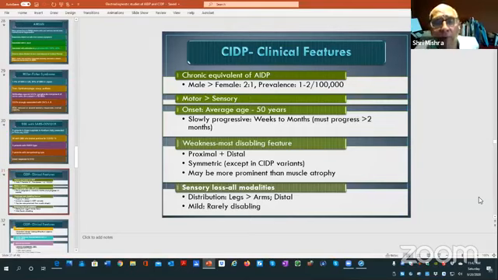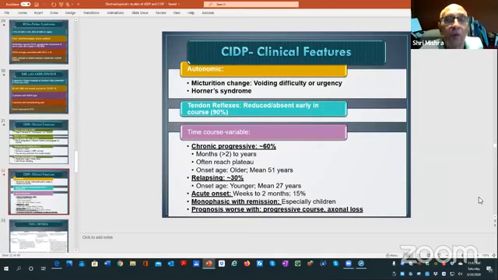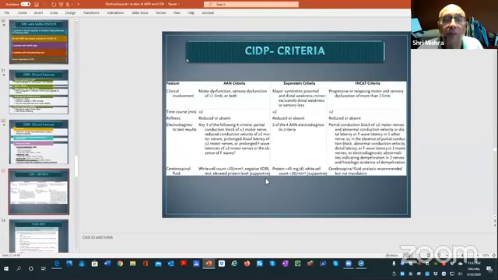Again, it affects males and females, and the prevalence is 1 to 2 per 100,000. The distribution is similar to AIDP, which I described to you. Sometimes you can have autonomic symptoms. As I was telling you earlier, CIDP has two types, a chronic progressive form and a relapsing form. Prognosis is worse with the progressive form, but the relapsing form does well. They get IVIG and respond well.